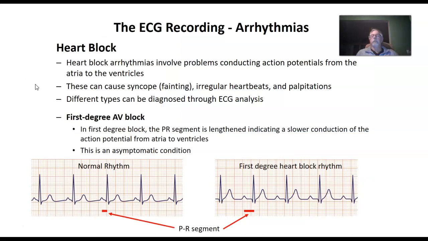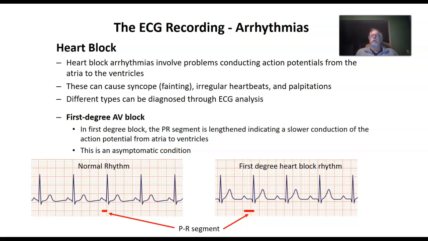Another type of cardiac arrhythmia is called heart block. In heart block, there's some kind of problem with conducting action potentials from their origin in the atria to the ventricles. And usually there's some kind of defect along the pathway that arises due to heart attack or other causes. Some of the symptoms that can be seen in more severe cases are fainting, irregular heartbeats, and palpitations or rapid beating of the heart. There are different types of heart block, and these can be distinguished and diagnosed through electrocardiography. So I want to take a look at two of them.